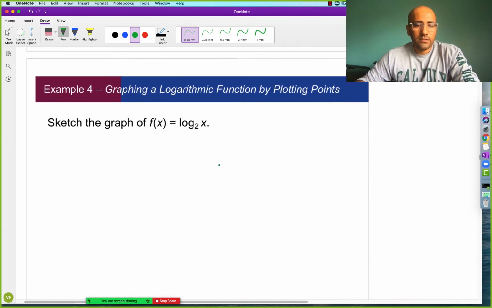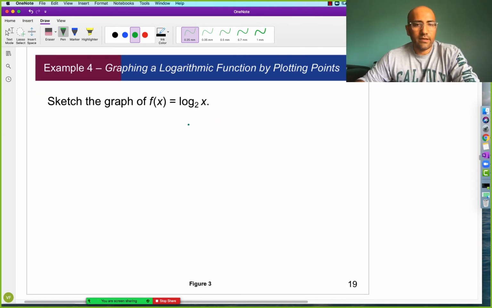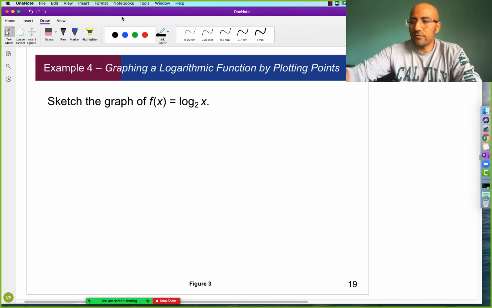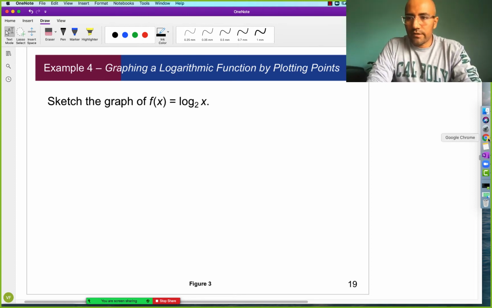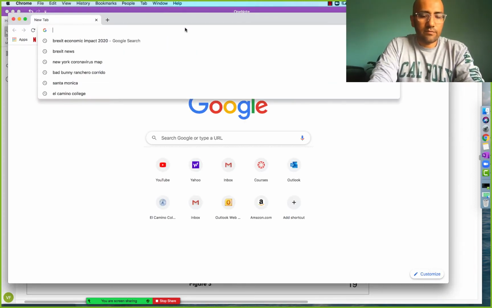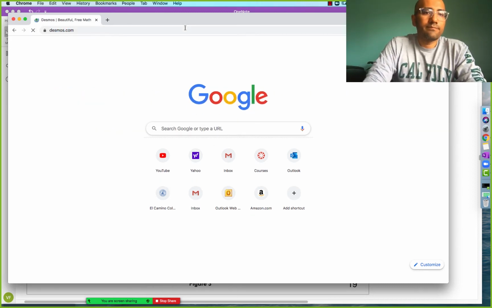Questions? Okay, it says sketch the graph of log base 2 of x. Well, we've kind of already done that. We have a nice table for it, and if we just flip-flop all those values, we'll get a nice sketch of it. But as long as we're using technology, let's see what it looks like with Desmos. Desmos.com.